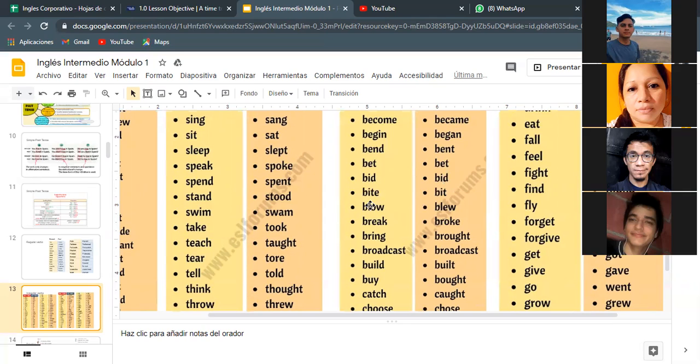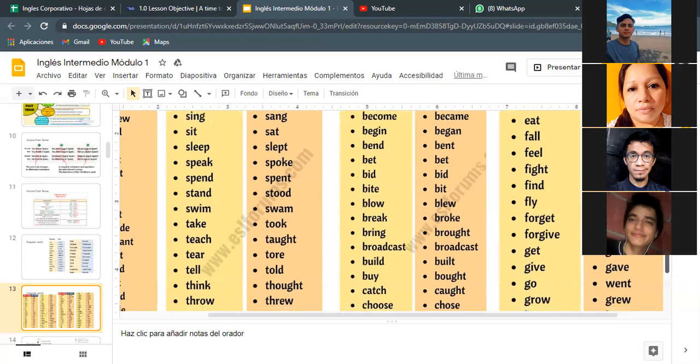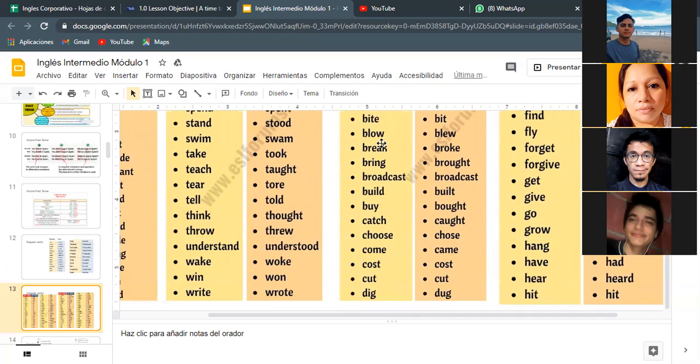Bite. Beat. Blow. Break, broke. Bring, brought. Broadcast. Build. Buy, bought.